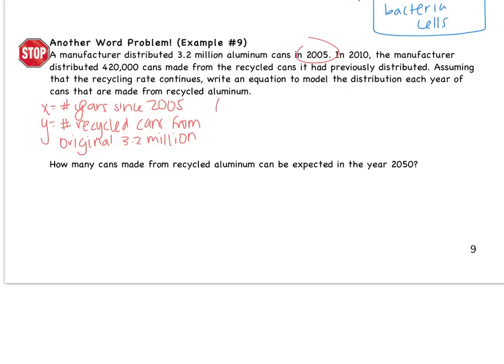So before you can write your equation, you're going to need to write two ordered pairs. The first one is in 2005. Well, in 2005, that's 0 years since 2005. And then it's 3.2 million. Now, we have 3.2 million, and then all of a sudden we switch to thousands. So we need to pick. We're either going to count in millions or we're going to count in thousands. I'm going to count in thousands. So 3.2 million written out is 3,200,000. That's the same as 3.2 million. And then in 2010, so that's 5 years since 2005, there were 420,000.